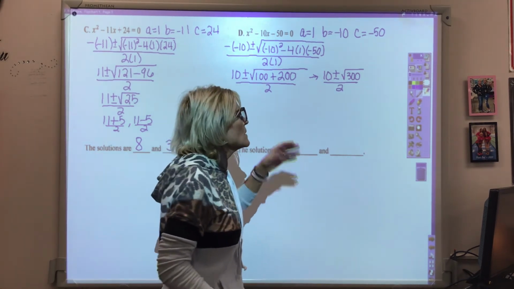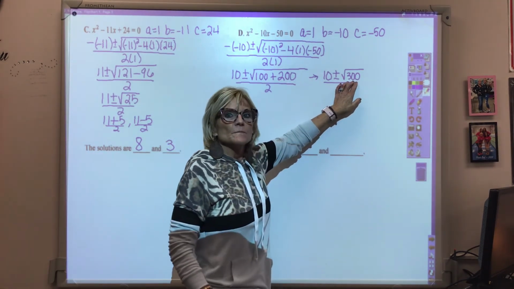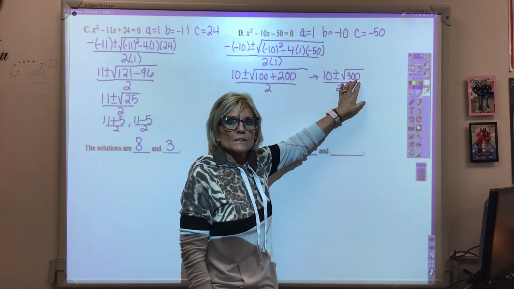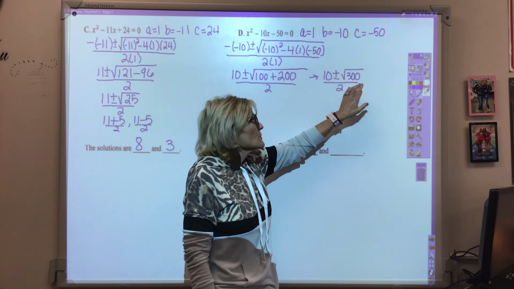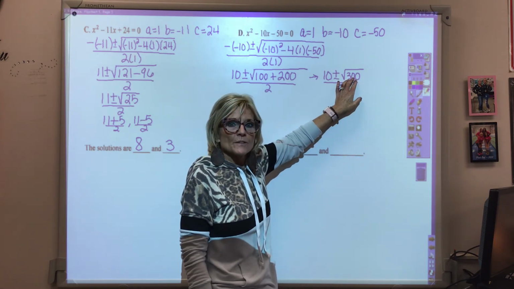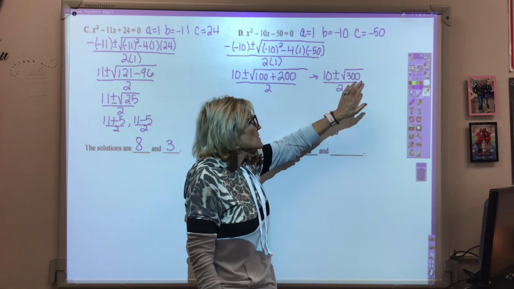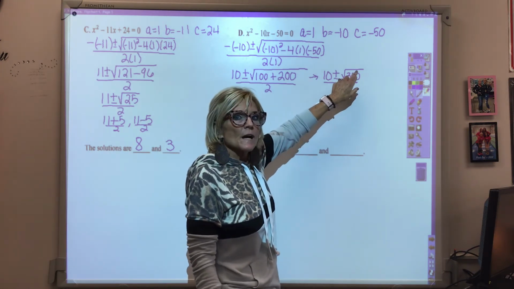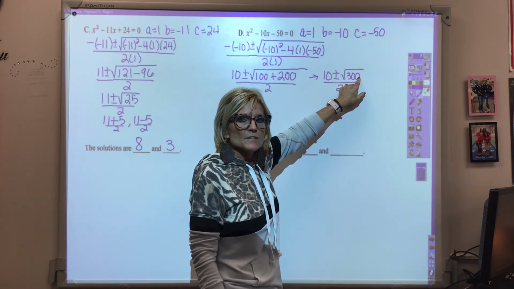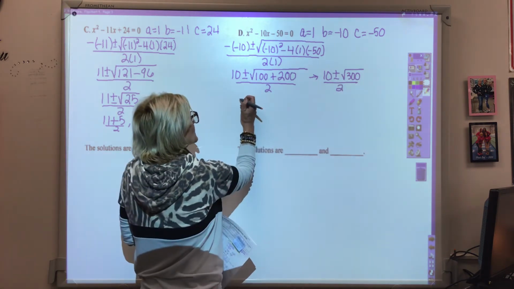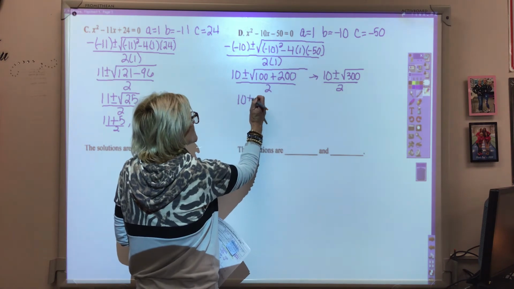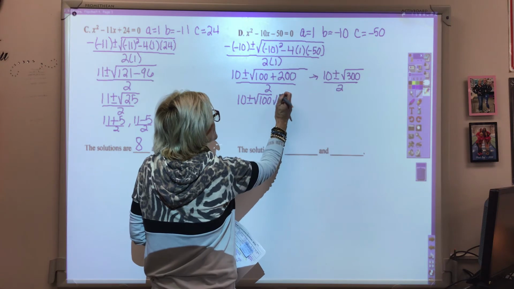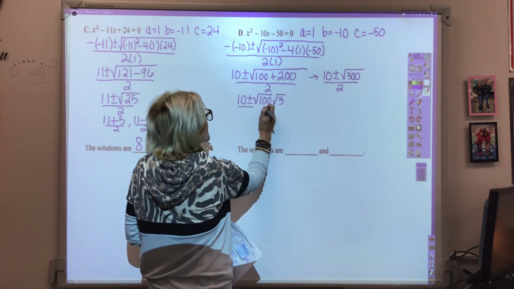Now, we don't want to leave our answer like this, and we don't want to write them as decimals, so we want to think of the number 300, and think of the largest perfect square that goes into 300. That's 100. So if we take 300 divided by 100, we would get 3. So I'm going to rewrite this as square root of 100 times square root of 3 before I finish simplifying. So I'm going to have 10 plus minus the square root of 100 square root of 3 all divided by 2.